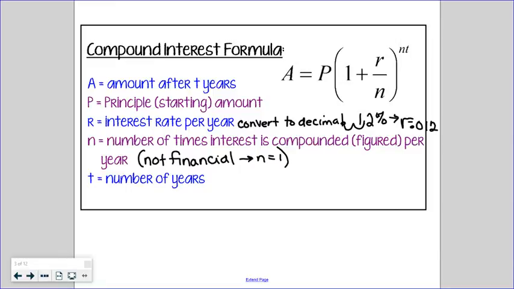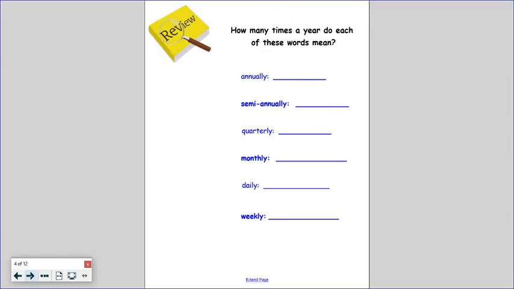All right, anyone still need this page? This is just a page of vocab words. Now, if you read this vocab word and you would have immediately known what N value to pick because of that word, you probably don't need to write much down. But if there's a word that you didn't recognize, I would jot that in my notes. And it says this: how many times a year do you compound your interest for each of these words? Annually would translate to an N value of 1. Semi-annually, twice. You got it.